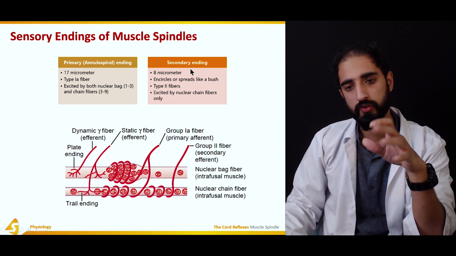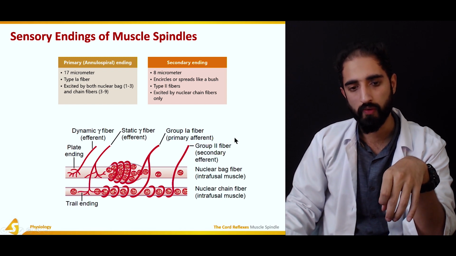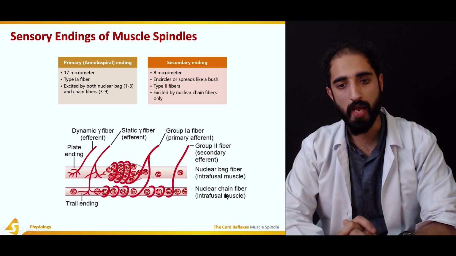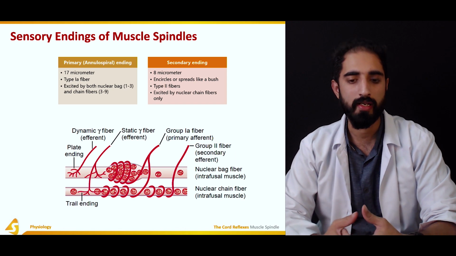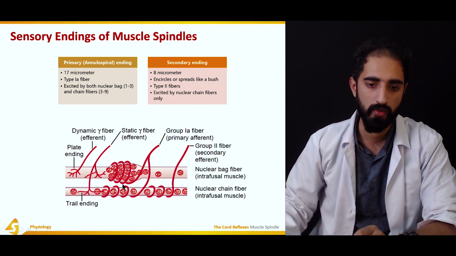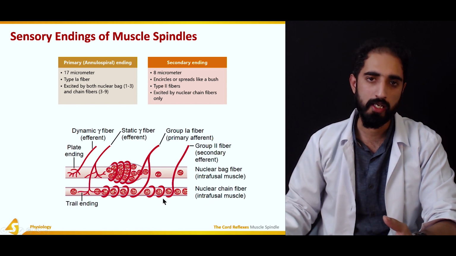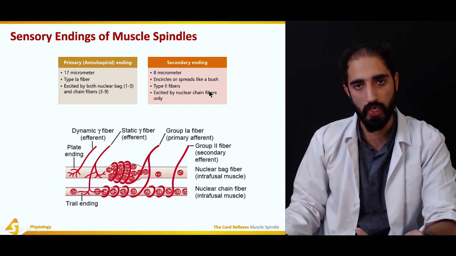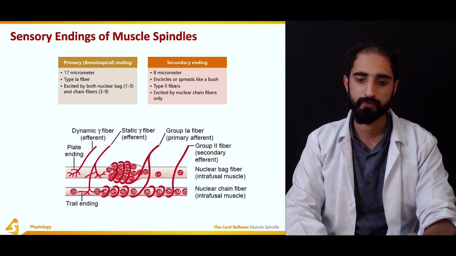The second one is the secondary ending, and here we can see it is only supplying the nuclear chain fiber and not supplying the nuclear bag fibers, and these are type 2 fibers, and they encircle or spread like a bush, like here we can see. These sensory endings are smaller in size than the primary or the annulospiral endings, which are 17 micrometers in size, and these are 8 micrometers in size, and they only supply the nuclear chain fibers.